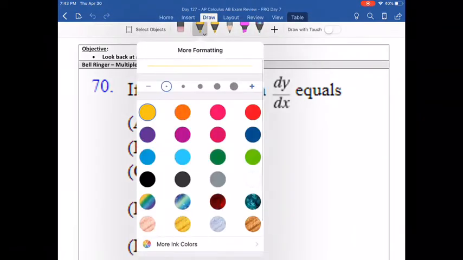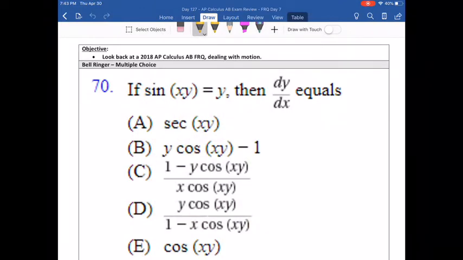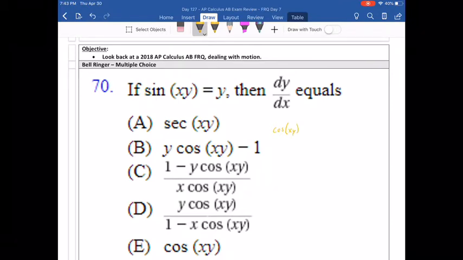So we have the sine of xy. Let's find the derivative of that. The derivative of sine of xy is just cosine of xy. Now this is where we have to use the chain rule. So we have to multiply by the derivative of the inside, which is xy.